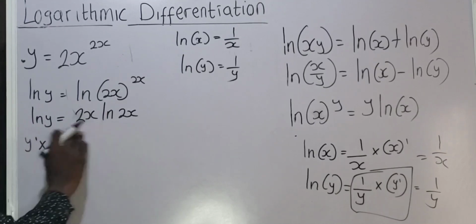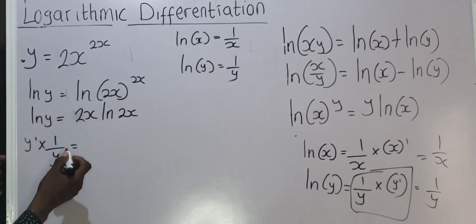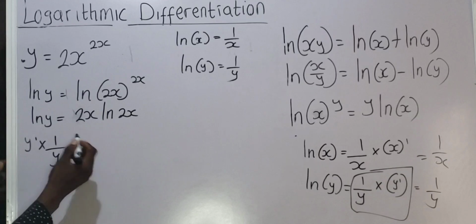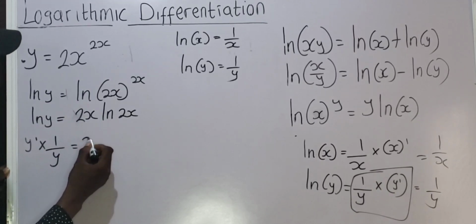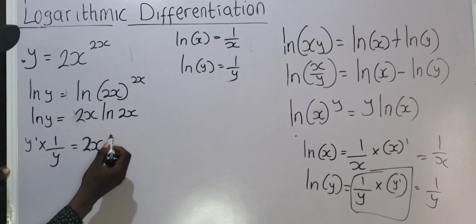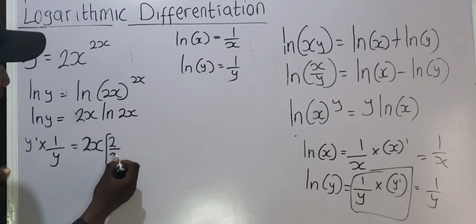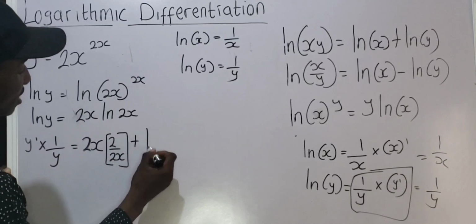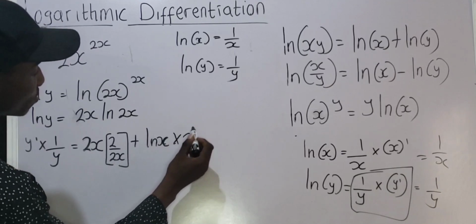Now, to differentiate the right-hand side of this equation, we are still going to make use of the product rule, okay? So let's differentiate it using the product rule. This is u, and this is v. Now, the derivative of this using the product rule is what? 2 multiplied by 2x all over 2x, plus ln 2x multiplied by 2.